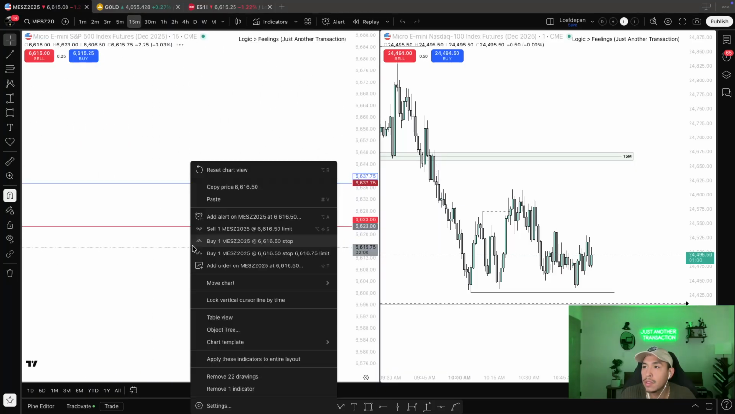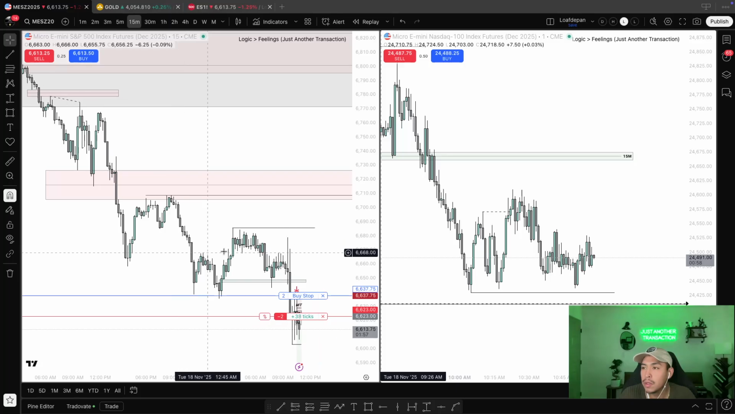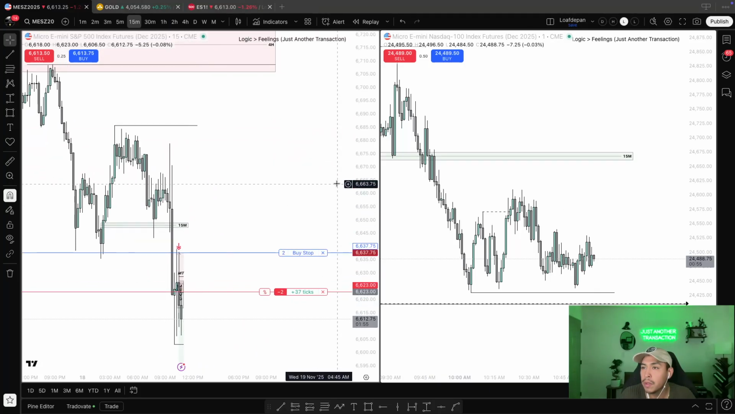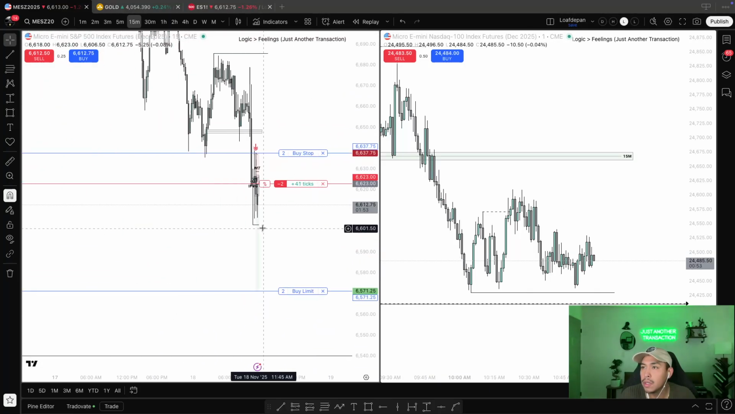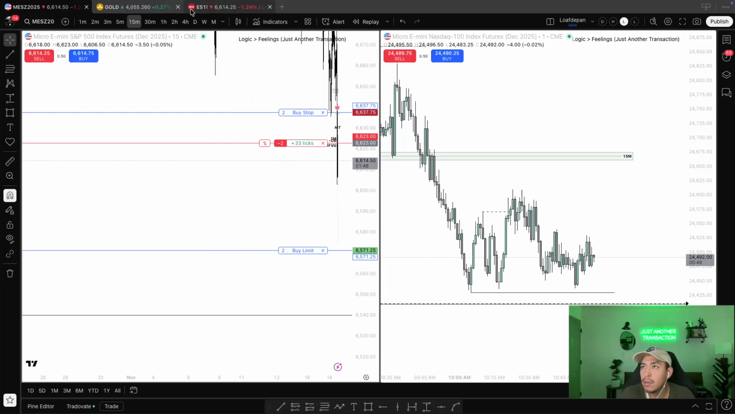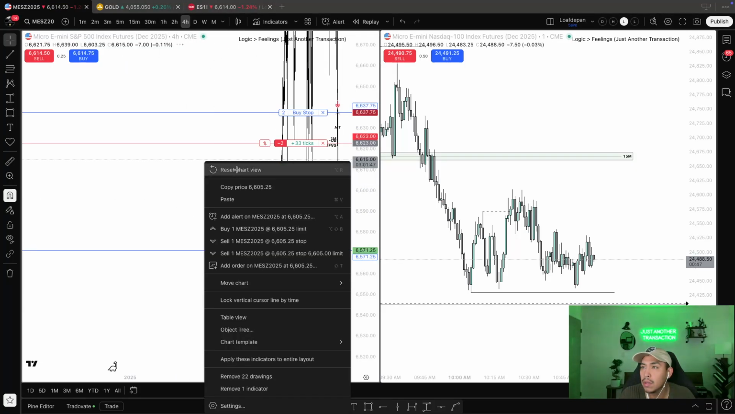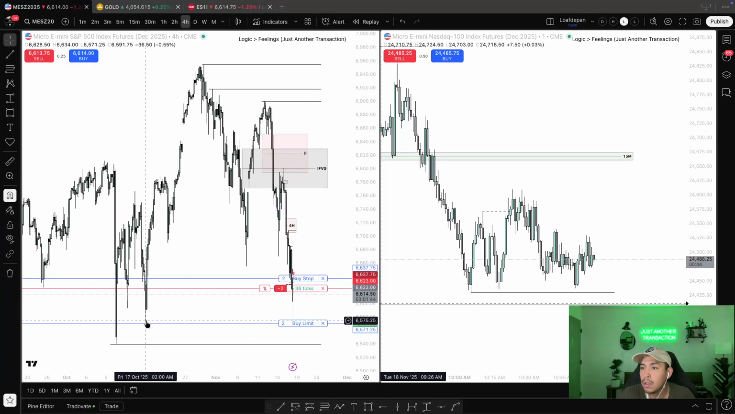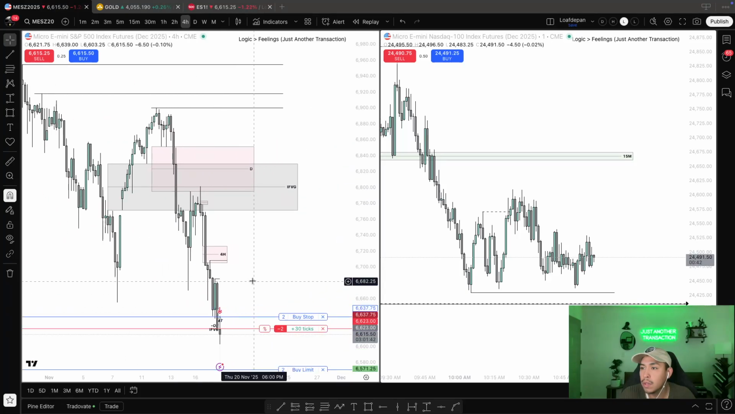And we still have this. Let's go to the 15. We're coming off of the 15 as well. 15-minute inefficiency to the downside. We have this low here, and we have this 4-hour low, right?